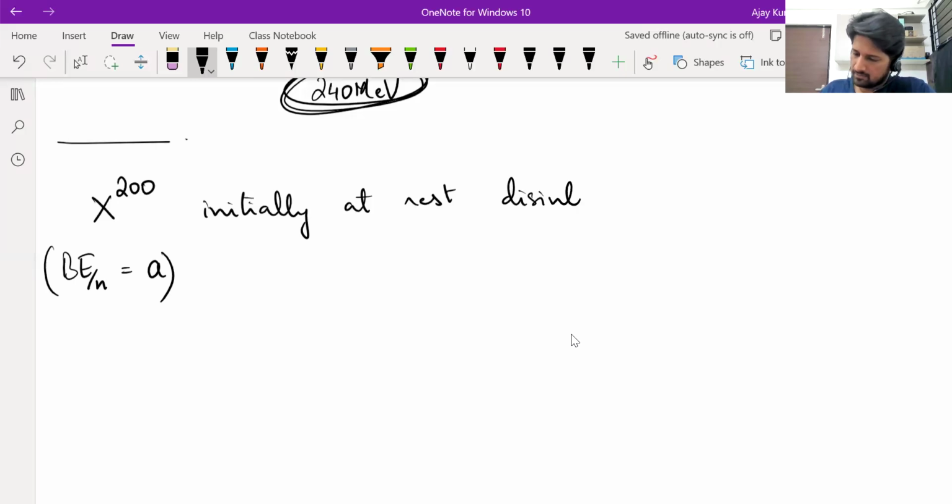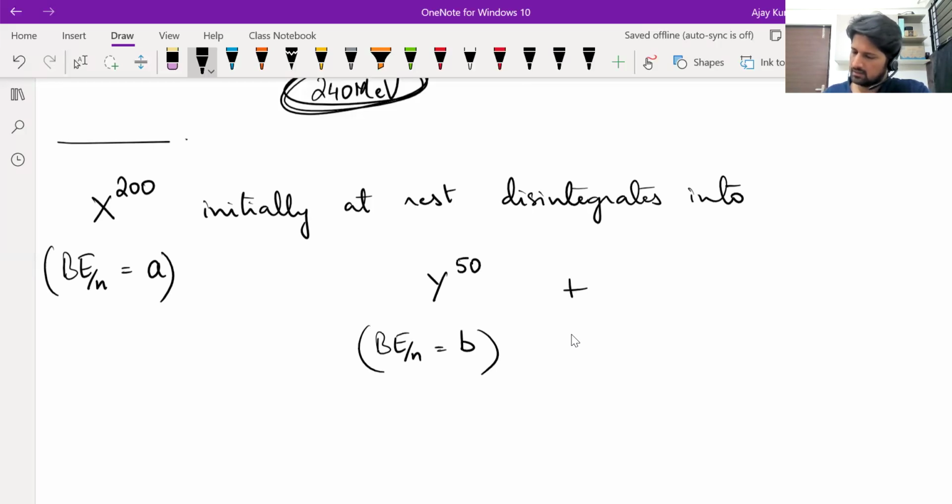It disintegrates into, let's take two daughter nuclei. One of them is Y50. Mass number 50 is stable. Okay, 30 to 170, they are stable. For 50, let's say the binding energy per nucleon is B. And Z150. 150 is also stable, less than 170. Let's say the binding energy per nucleon is C.